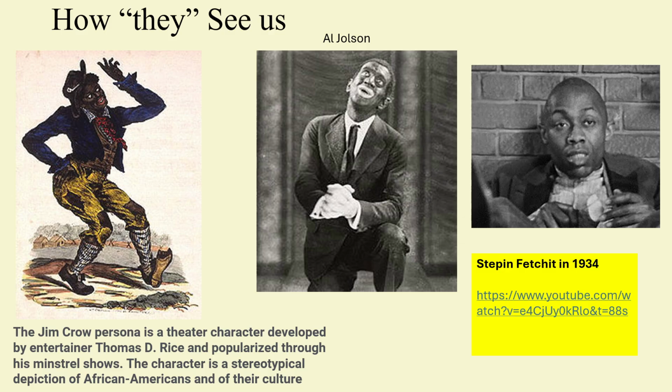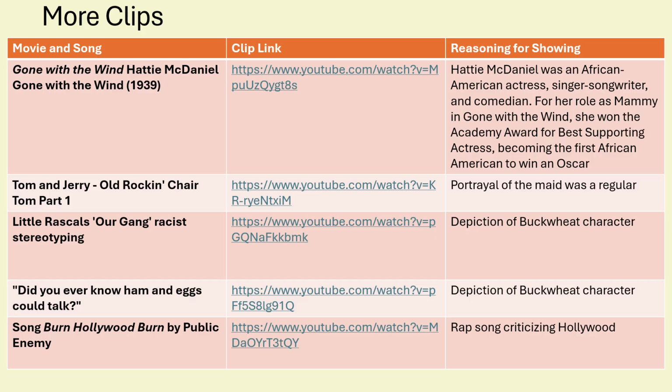Unit 3 begins the negative portrayal in entertainment. And we have a series of links that are constantly updated using various charts. We have the source, the link, and then the reason for showing.